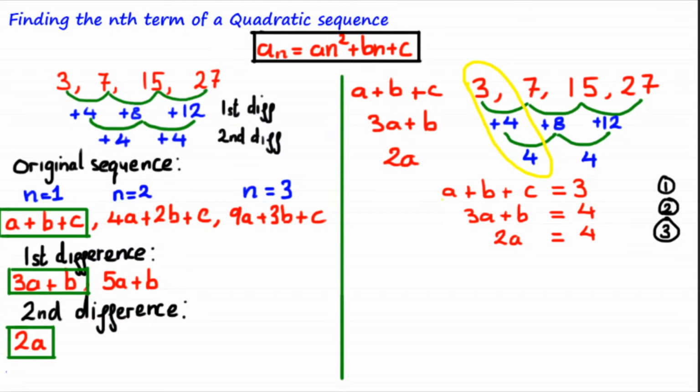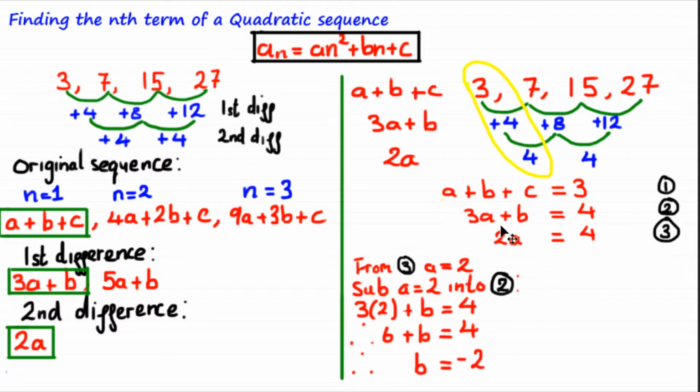Okay, so from equation 3 rather, we can clearly see that a would be equal to 2, right? If we divide by 2 on both sides. Now subbing a is equal to 2 into equation 2 rather, we get 3 times 2 plus b is equal to 4. That gives us 6 plus b is equal to 4. And subtracting 6 from both sides, we get b is equal to negative 2. So we now have a is equal to 2 and b is equal to negative 2.